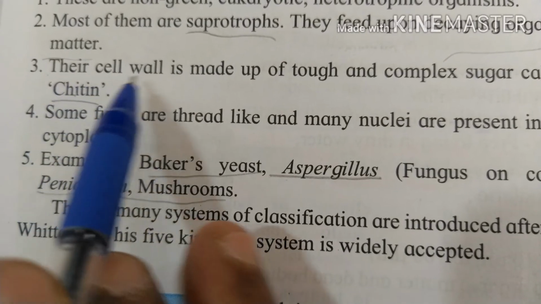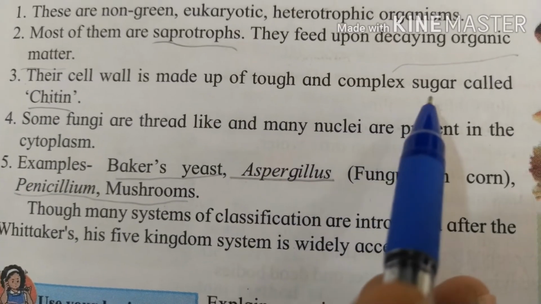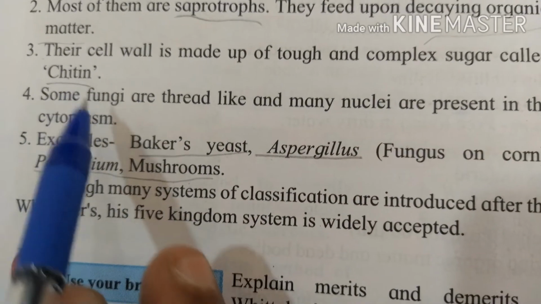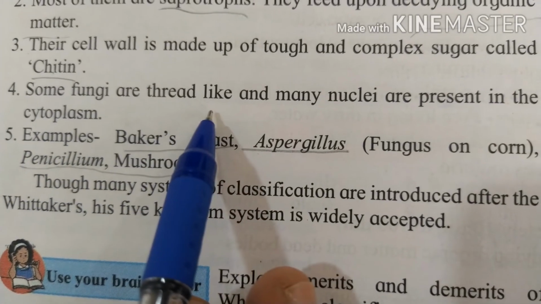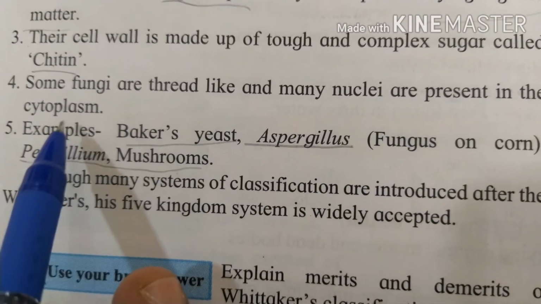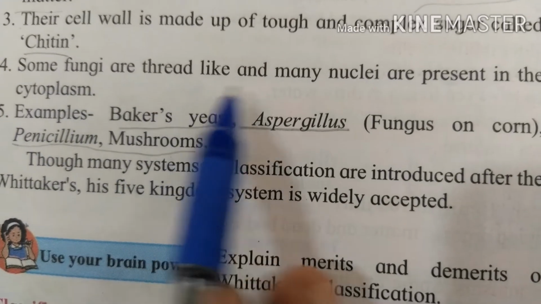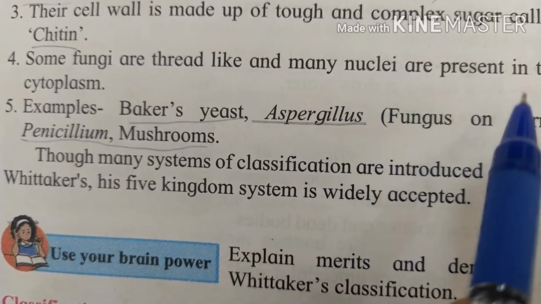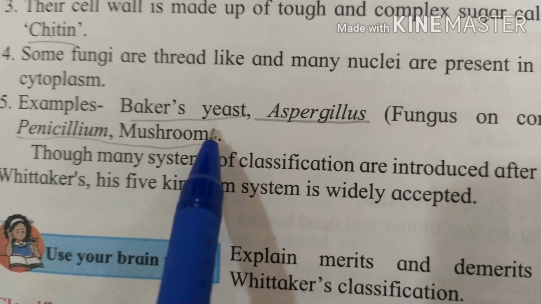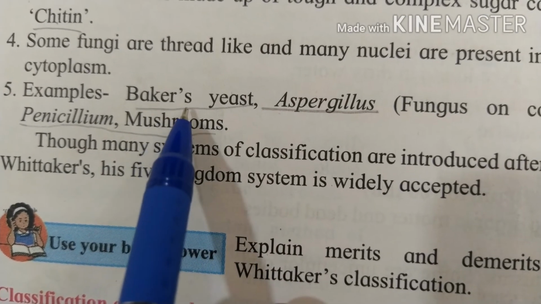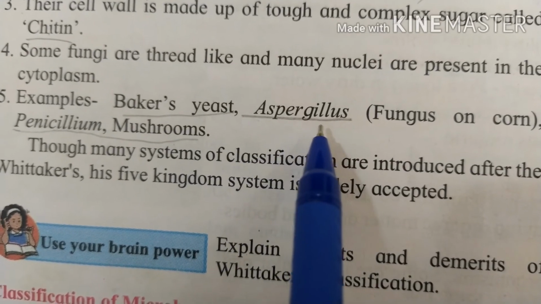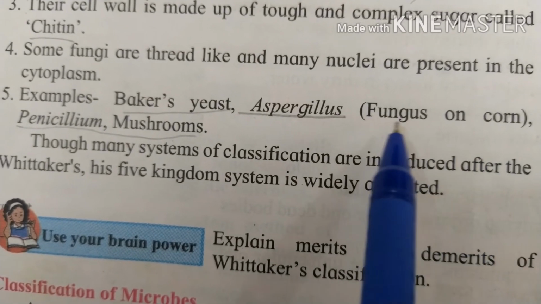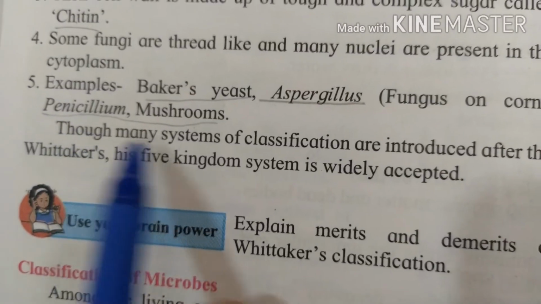Their cell wall is made up of a tough and complex sugar called chitin. Some fungi are thread-like and many nuclei are present in the cytoplasm. Nuclei is the plural of nucleus. Then examples: baker's yeast. Baker's yeast means the yeast that is used in bakeries. Then Aspergillus, that is a fungus on corn. Corn, you know, is bhutta in Hindi. That is a growth. Then Aspergillus, Penicillium and mushrooms.